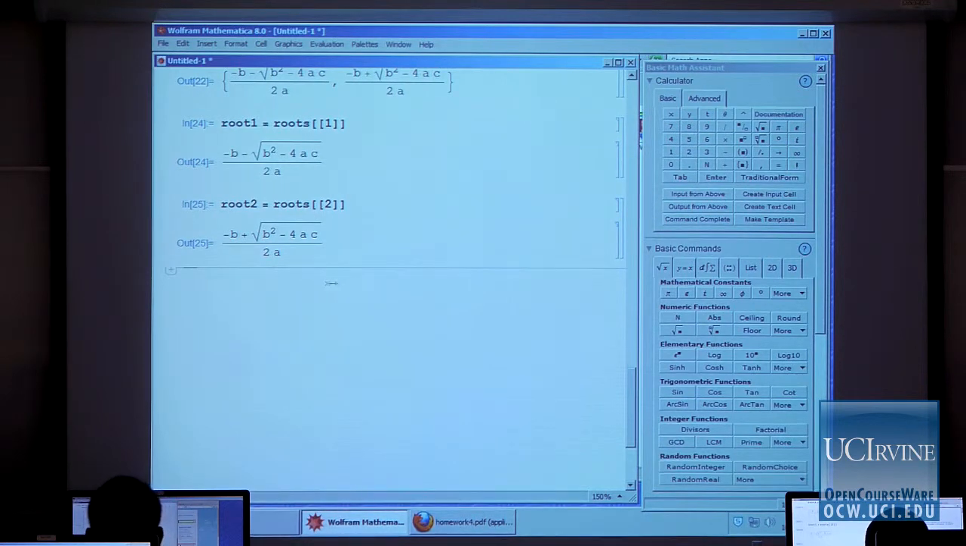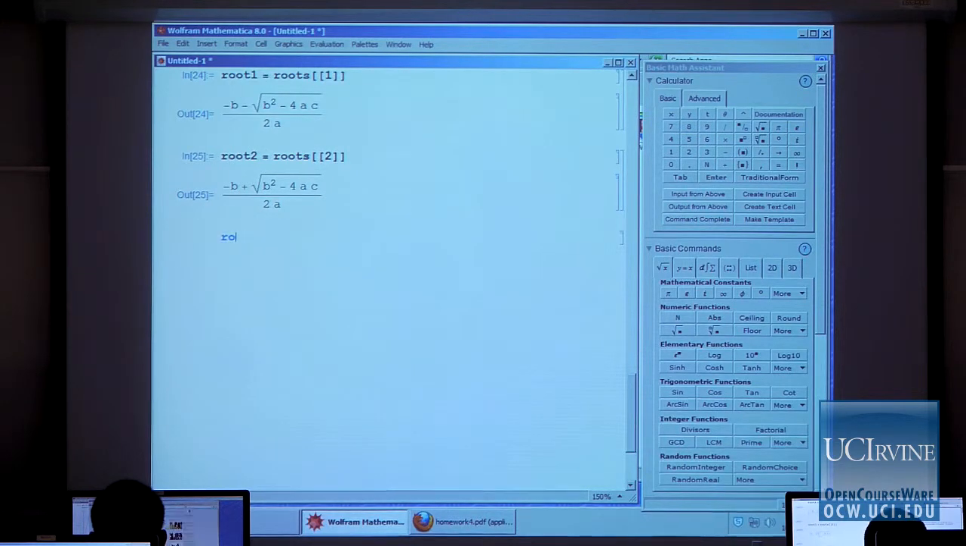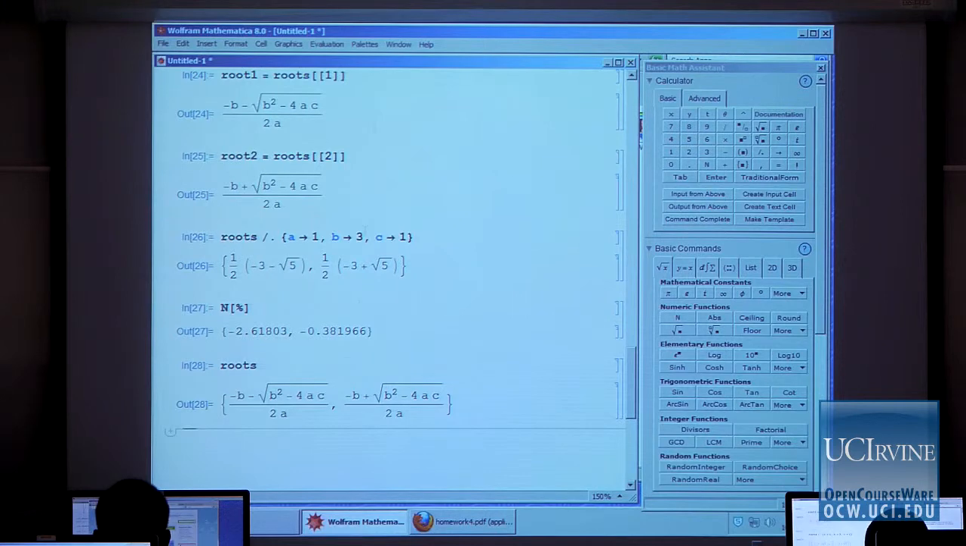What if I want to put in some actual numbers? Well, now that I've got roots here, I could say give me roots for particular values of a. So let's say a arrow 1, b arrow 3, and c arrow 1. All right, and if you enter that, you get some numbers. And in this case, they're exact. So if you wanted numerical values, you could say n%. And then you get some numerical values. And notice, if I use those replacement rules, I still have my formulas intact. So if I want to reuse them for another set of coefficients, I can do it.